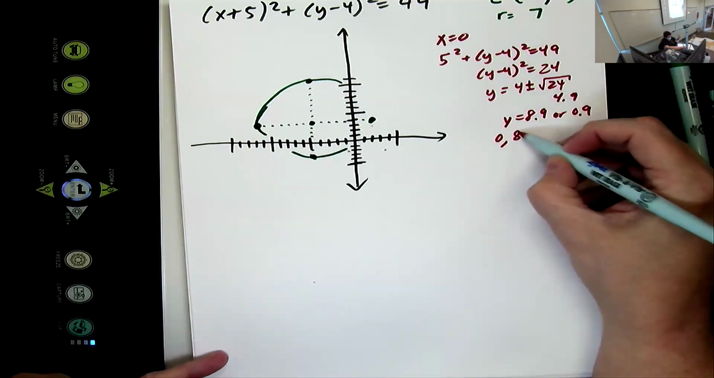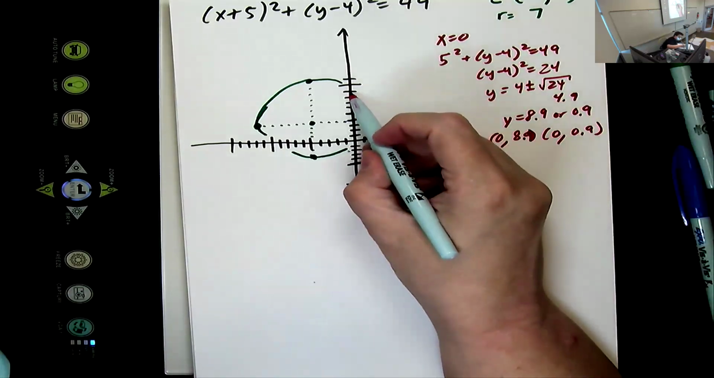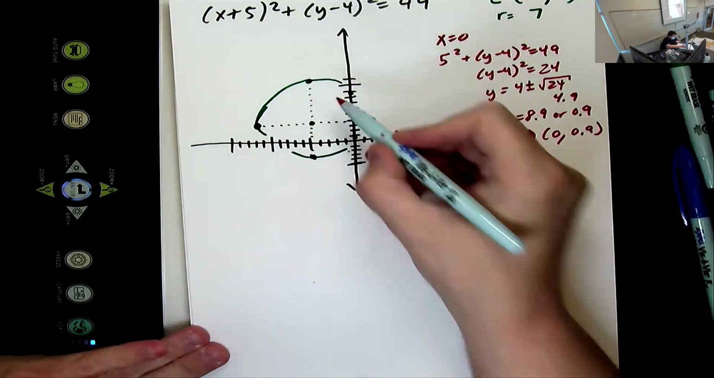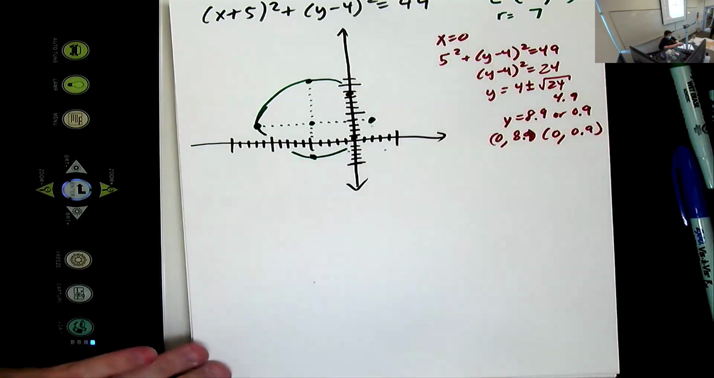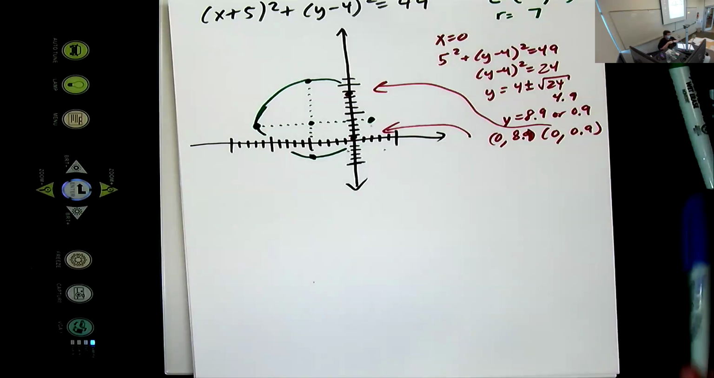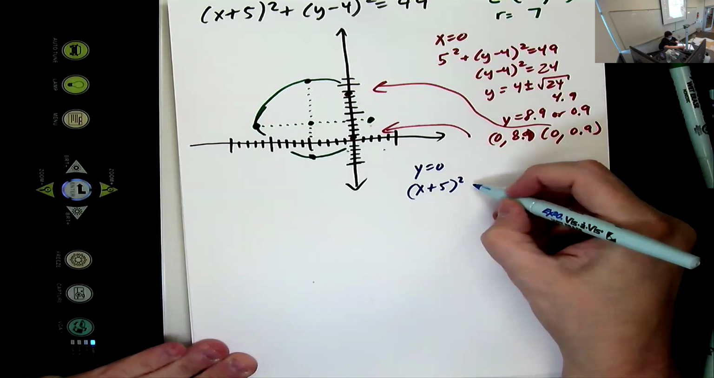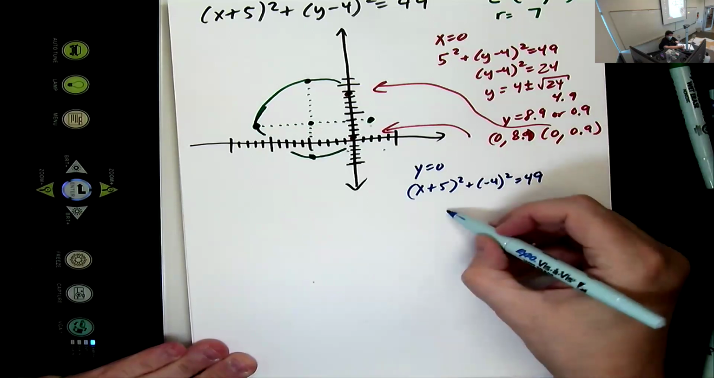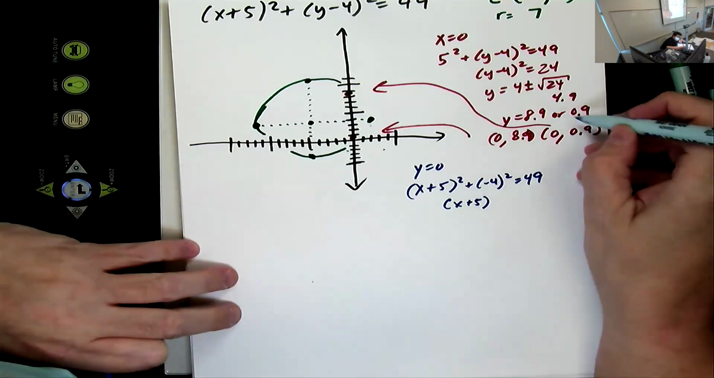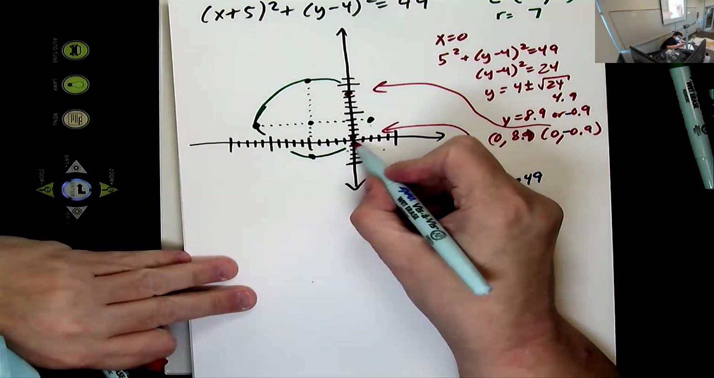So 0, 8.9. 0, 0.9. If I do the other one, y equals 0. That negative, 0.9. Yeah, it is negative, which is gonna make that look a lot better. I'm like, my dot looks way off.